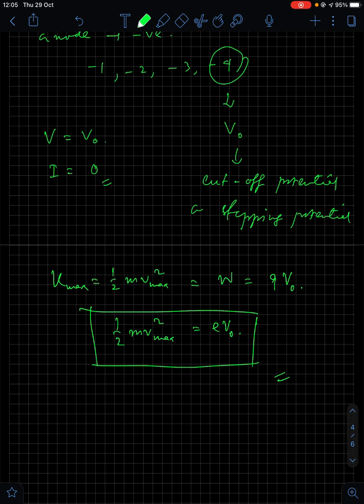All right, so this equation is also known as Hertz equation, and we'll continue the topic in the next lecture.